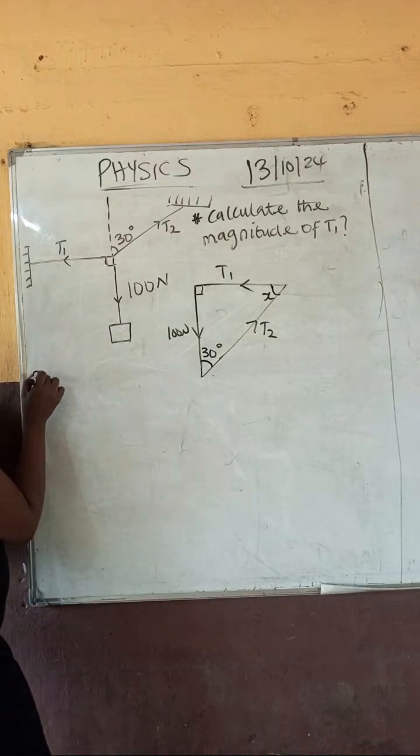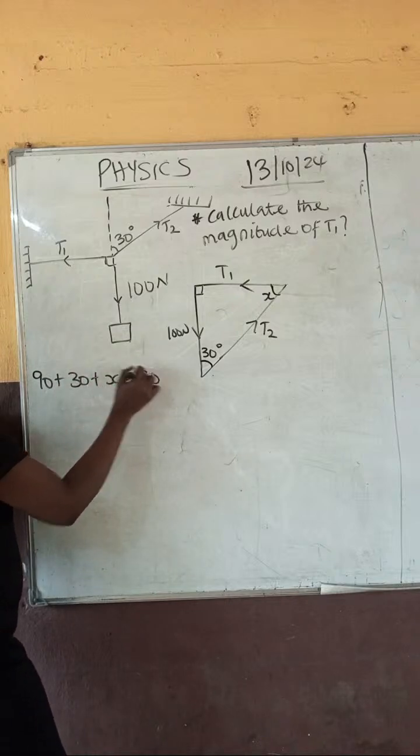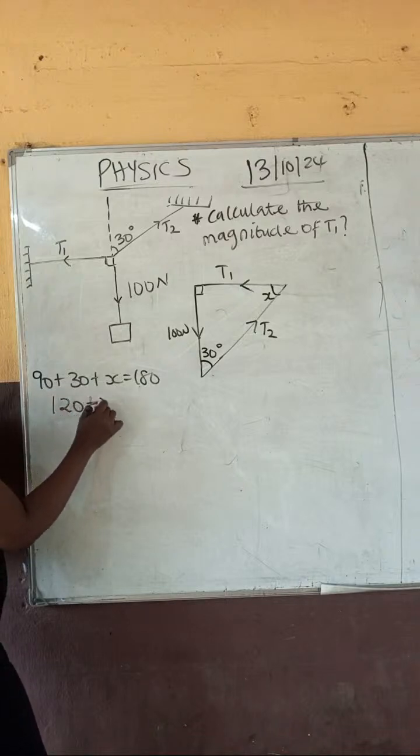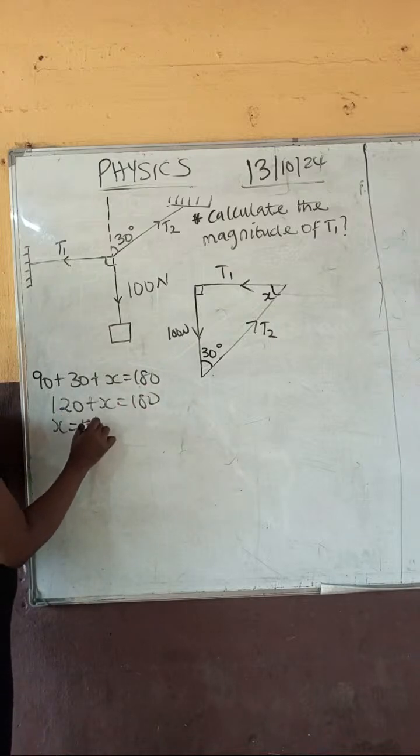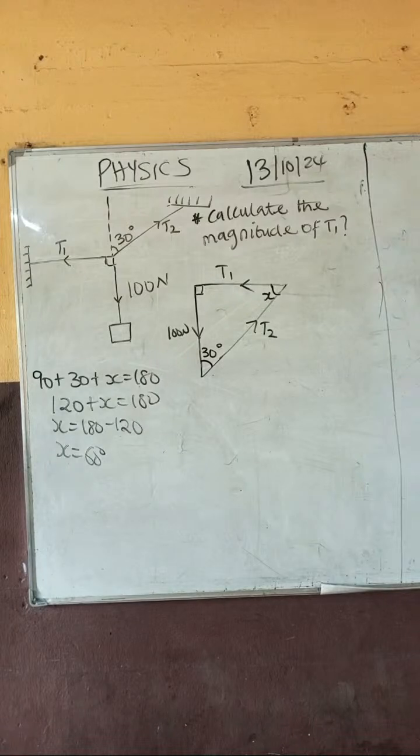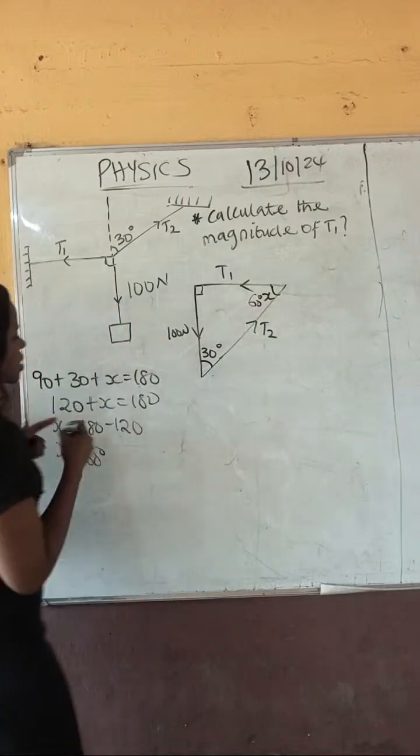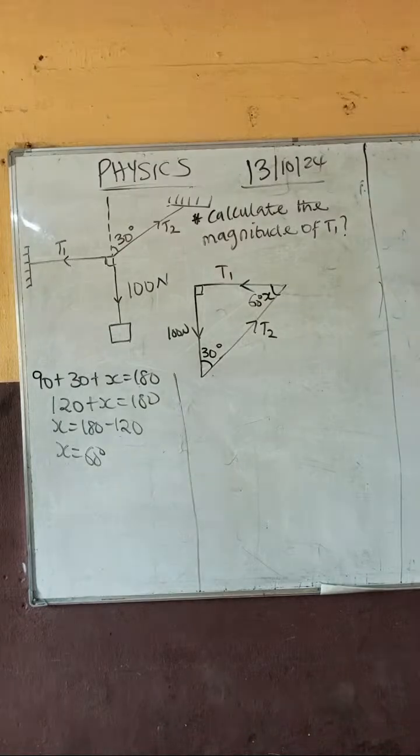So we say 90 plus 30 plus x is equal to 180. This plus this is going to give me 120 plus x is equal to 180. So x is 180 minus 120. x is 60 degrees. Do you understand? Now we have gotten my x here to be 60 degrees. And the next thing I'm going to do now is to solve for T1 and T2 using sine rule.